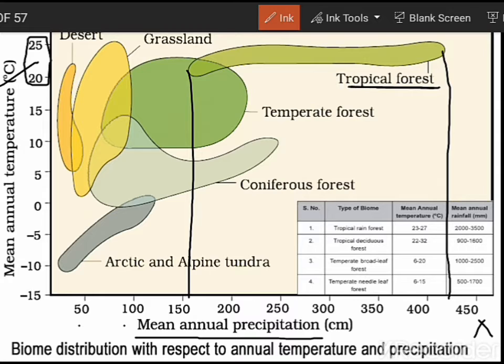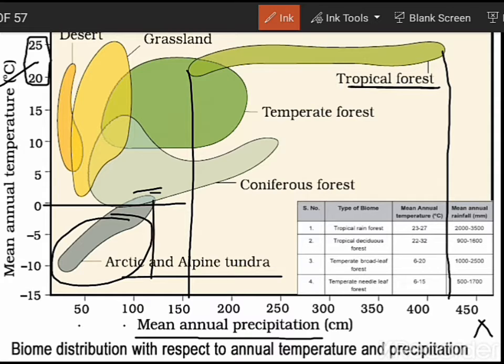Whereas if I take another example of the Arctic and the alpine tundra, I can see that the temperature lies below zero. Just above zero we can see at some zones, but usually it is below zero, usually in the range of -12 to 2 degrees Celsius. This is the range of temperature for Arctic as well as alpine tundra, and the precipitation is also less in this particular habitat. So the precipitation is less and the temperature is also less in Arctic and alpine tundra.